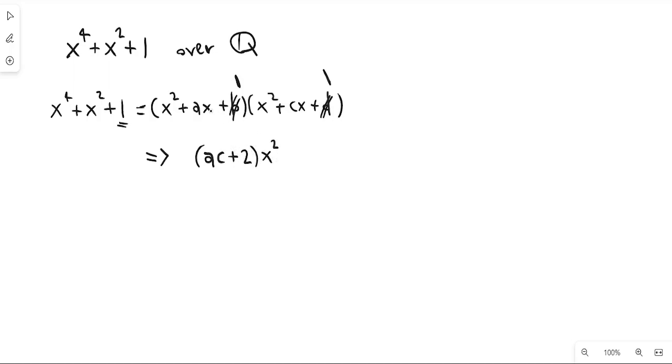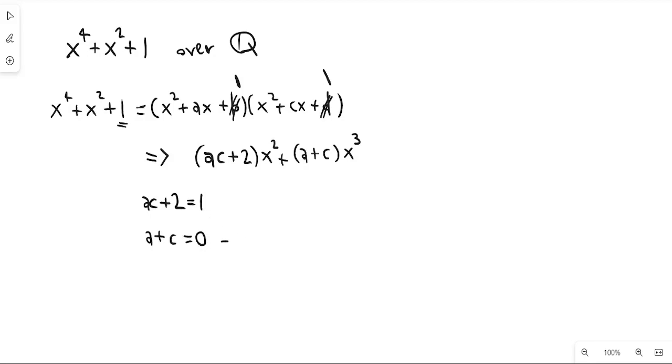And I can do a similar thing with the x cubed term, right? Because I can get x cubed by doing ax times x squared. Or I could also do cx times x squared, right? So the coefficient of my x cubed term is a plus c. And that's actually enough information to know what a and c are, right? Because if I look at my original polynomial, I know that the coefficient of the x squared is 1. So that tells me that ac plus 2 needs to be equal to 1. But I also have a coefficient of 0 on my x cubed term. So that tells me that a plus c is equal to 0.